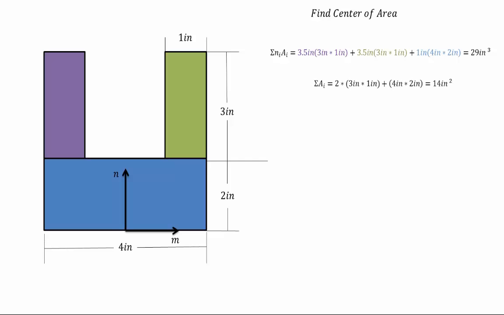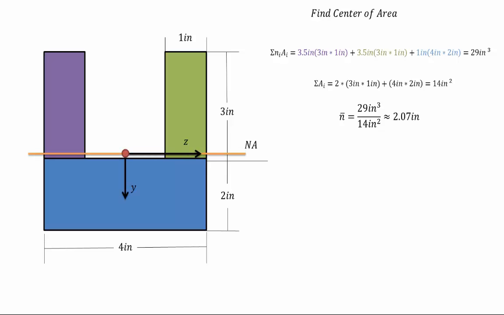Now we need to find the total area for the cross-section. So we can do this by adding the two shapes that are 3 inch by 1 inch, the purple and green, and also add that to the 4 inch by 2 inch section in blue. When we do this, we get that the sum of Ai is equal to 14 inches squared. Now, to find where the center of area is about the m-axis, we will take the NiAi term and divide it by the Ai term, or the NiAi term divided by the total area. So that ends up being 29 inches cubed divided by 14 inches squared, which will give us an n bar, or center of area, of 2.07 inches above the m-axis.